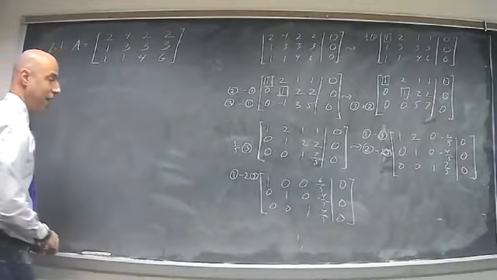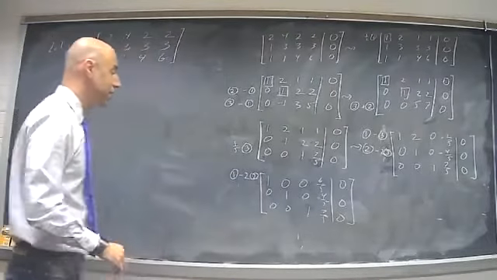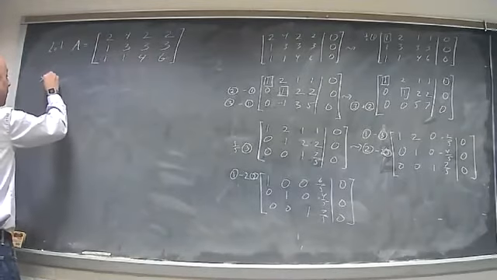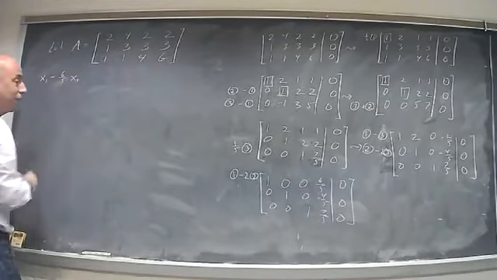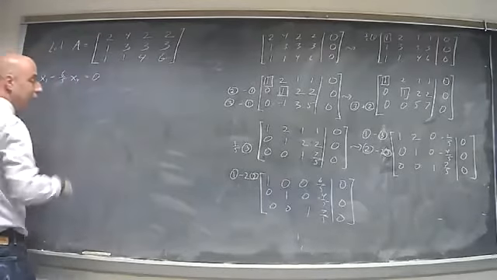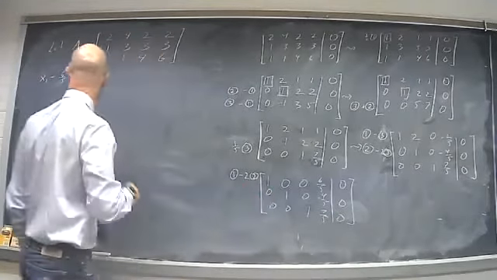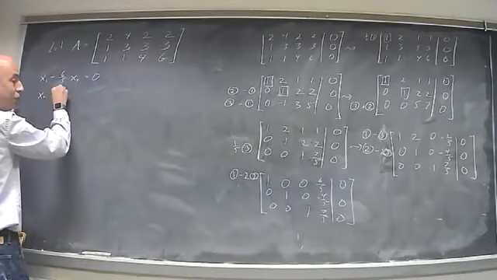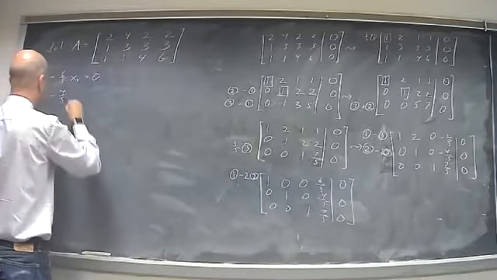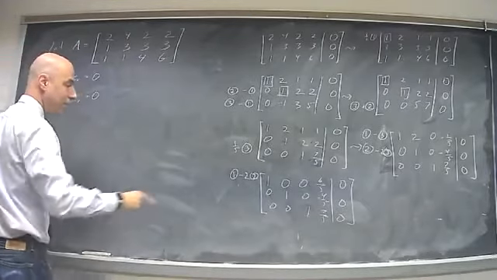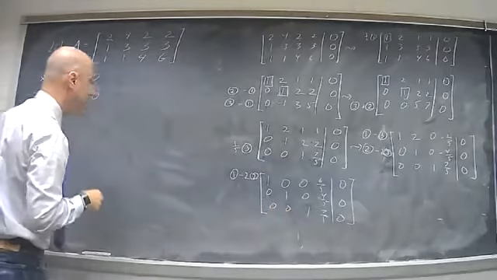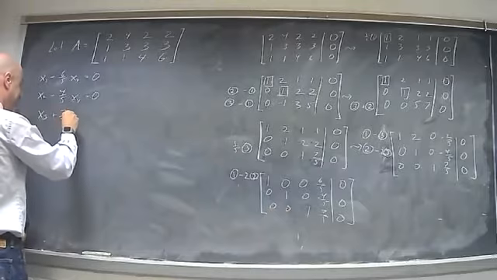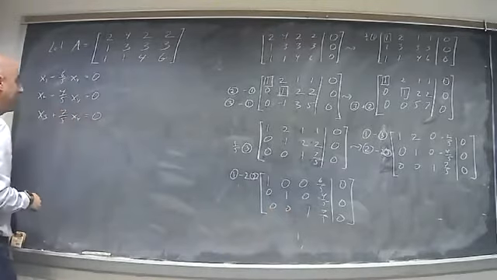So let's go ahead and write out our answer now. This says x1 plus 6/5 x4 is equal to 0. This says x2 minus 4/5 x4 is equal to 0. This says x3 plus 7/5 of x4 is equal to 0. And x4 is free, of course.